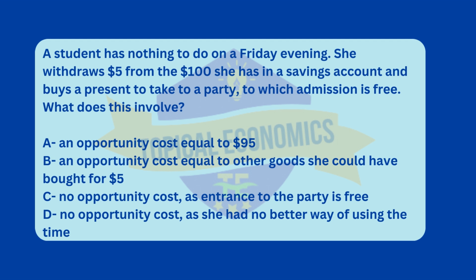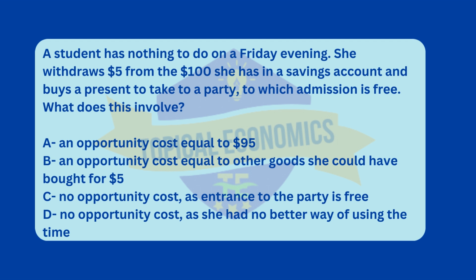Analyzing the other options. Option A, an opportunity cost equal to $95, is incorrect, because the opportunity cost is about what you give up from your choices, not about the remaining amount of money in your account. The remaining $95 in her account has no bearing on the $5 spent on the gift. Opportunity cost is linked to the specific choice made, in this case, the $5 spent, not the balance left.